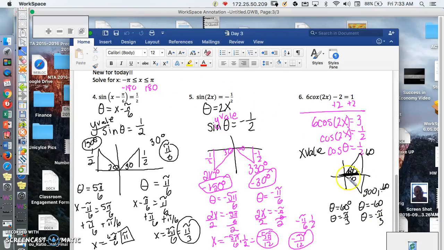But really, theta was 2x. So 2x equals pi over 3, and 2x equals negative pi over 3. And again, divide by 2 is like multiplying by 1/2. So we'd have x equals pi over 6, and x equals negative pi over 6.